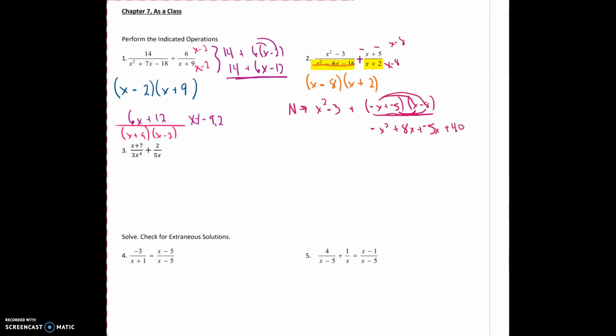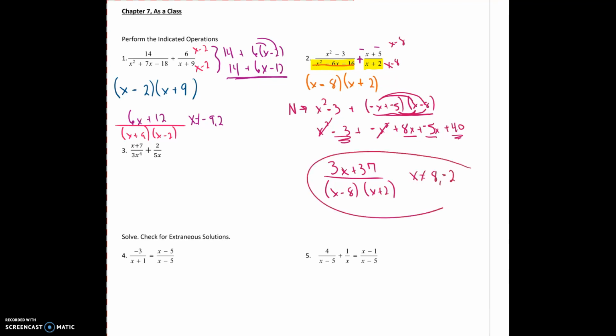And now, bringing down the other numerator, x squared minus 3, I'm going to combine my like terms. So my x squareds will cancel out. My x's will become 3x, and then just the regular numbers will become 37. And that will be over my least common denominator of x minus 8 and x plus 2. If I were asked about domain restrictions, I would not pick 8 or negative 2.